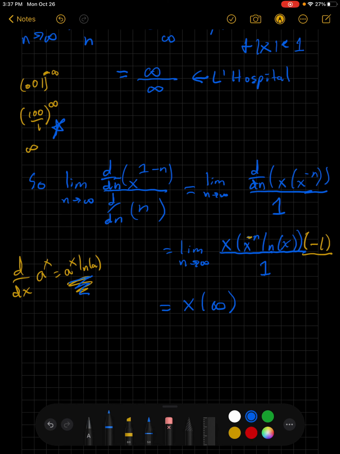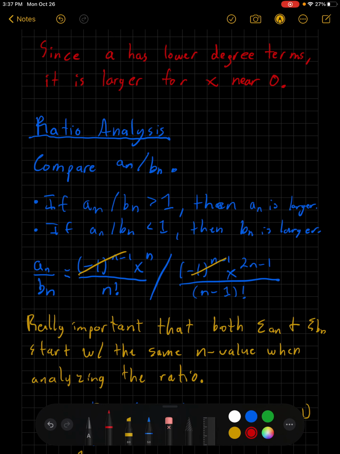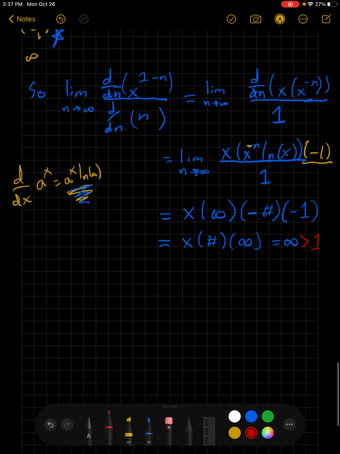So what is ln of x? Well, again, x is less than 1, so this is some negative number, because the natural log of a half, for example, is a negative number. If you don't believe me, you can check in your calculator. And the negative one is there. What happens here? The negatives become positive, and so I have x times some positive number times infinity, which is equal to infinity. And what does that mean? Well, think back to what I said at the beginning. If a sub n divided by b sub n is greater than 1, then a sub n is larger. Infinity is definitely greater than 1.